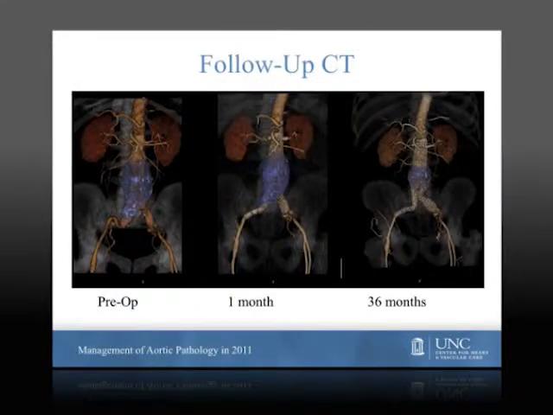Here is a similar patient now 3 years after that type of repair, and you notice in the purple there that the aortic aneurysm has shrunk over time and is no longer as big as it started. This is what we're after, reducing the pressure on the aortic wall and actually preventing rupture of these aneurysms.